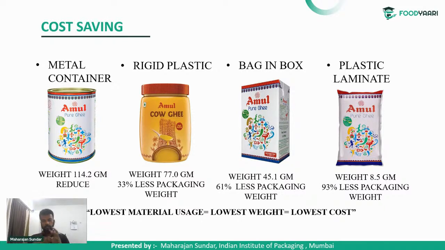It weighs around just 8.5 grams, but holds a liter of ghee, unlike metal, rigid, and bag-in-box packaging. But it consumes about 93% less packaging material by weight. So we conclude that the lowest material usage equals the lowest weight, which equals the lowest cost.